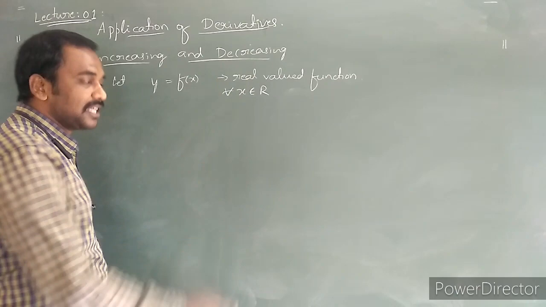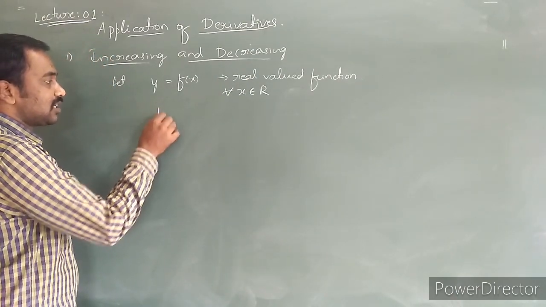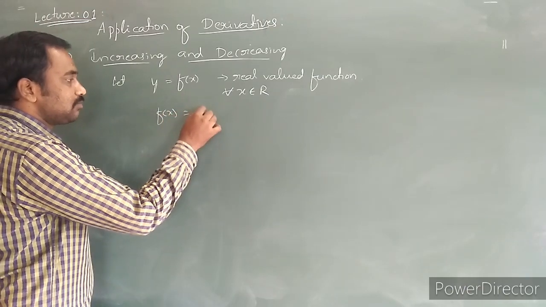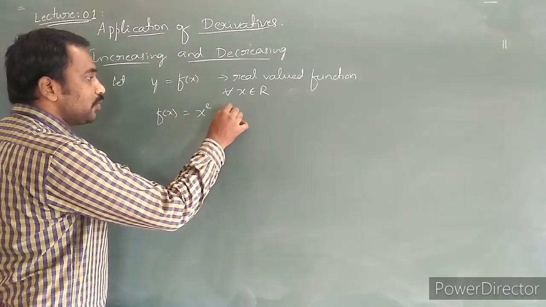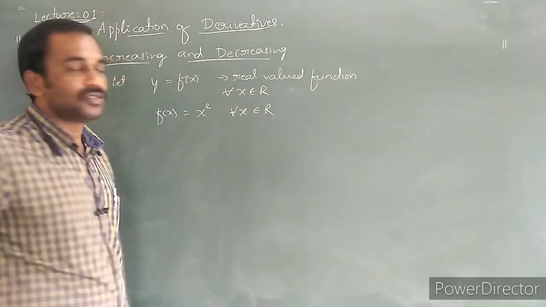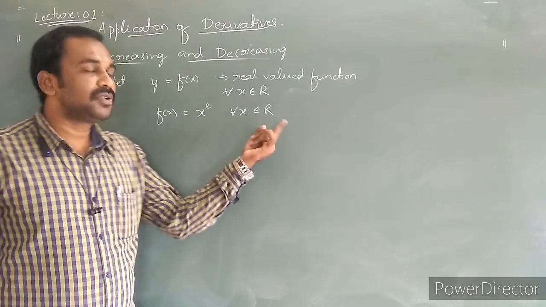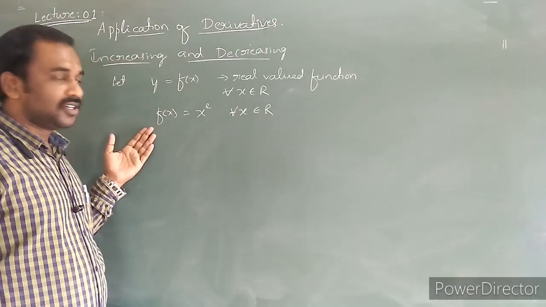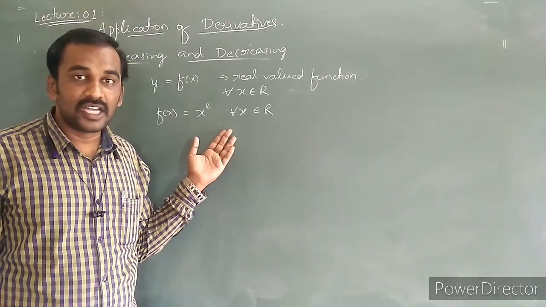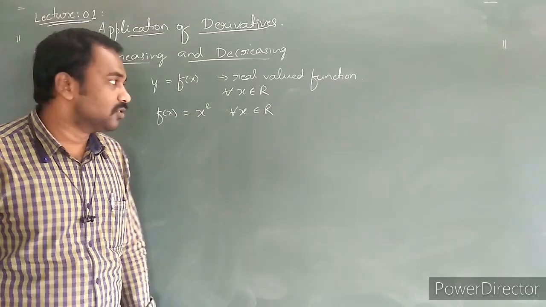Now I take a particular example to better understand what is meant by increasing and what is meant by decreasing function. So let y is equal to f of x is equal to x square, where x belongs to R, for all x belongs to R. We already know that this is a real valued function, which means the range of the function is real valued.